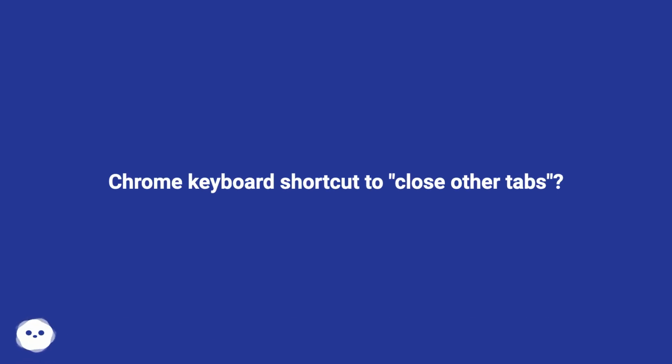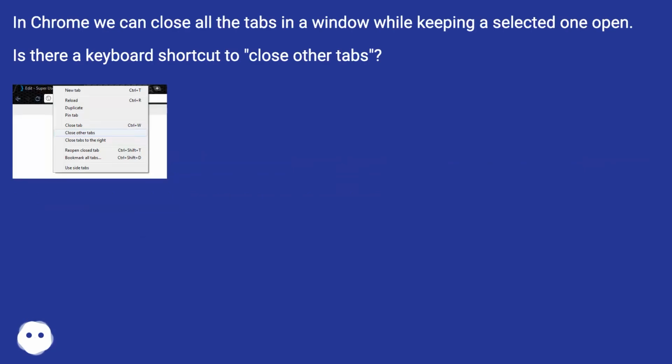Chrome keyboard shortcut to close other tabs. In Chrome we can close all the tabs in a window while keeping a selected one open. Is there a keyboard shortcut to close other tabs?